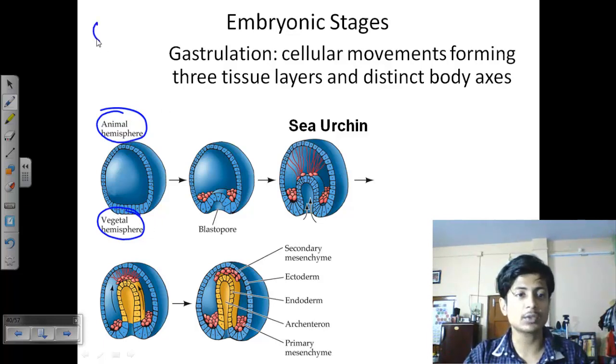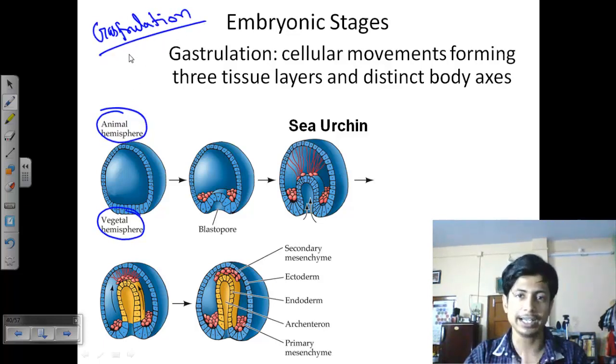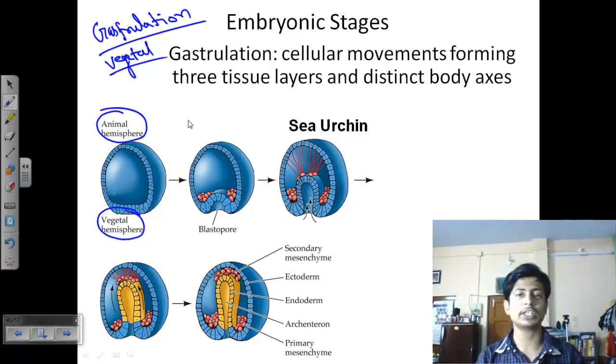Now remember, gastrulation means the folding of those blastula cells like a sheet and generating three different layers. The gastrulation phase always works from the vegetal pole. Remember, for embryogenesis, the cleavage always starts from the animal pole, where there is less yolk content. But gastrulation always starts from the vegetal pole.